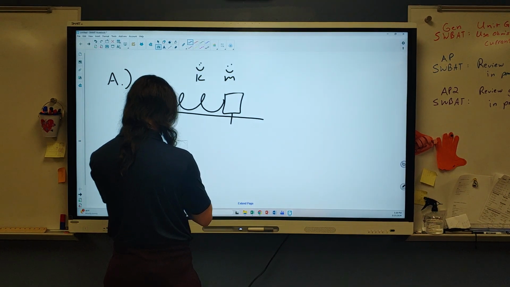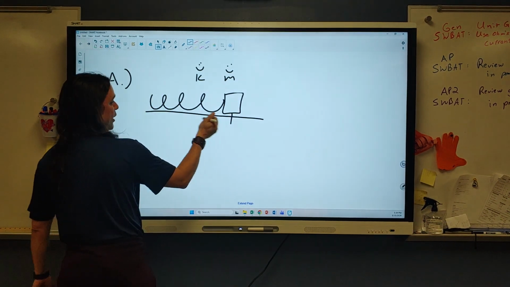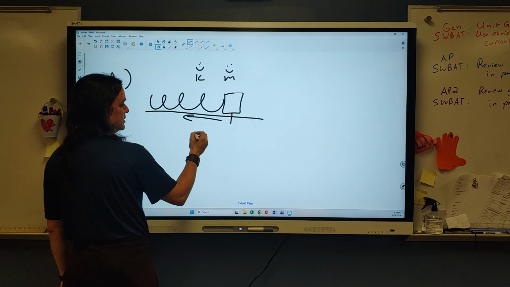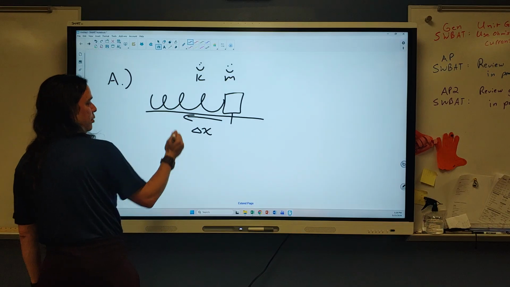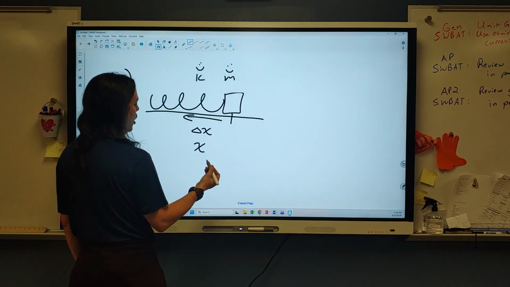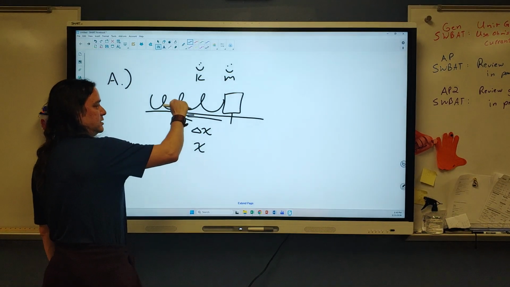Well, that gives me a clear idea of what I would do. I'm going to have to pull back the spring some. I'm going to bring it back over here, and I would measure my pullback distance. I like to call that delta x because it's a compression of the spring, but you could call it just about anything. You could call it x, you could call it d. I'm going to pull this back, measure that distance, and then let go.